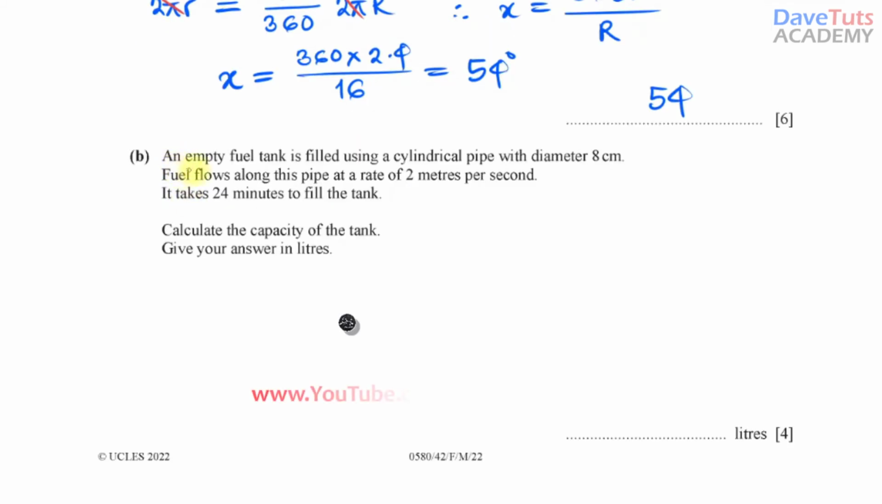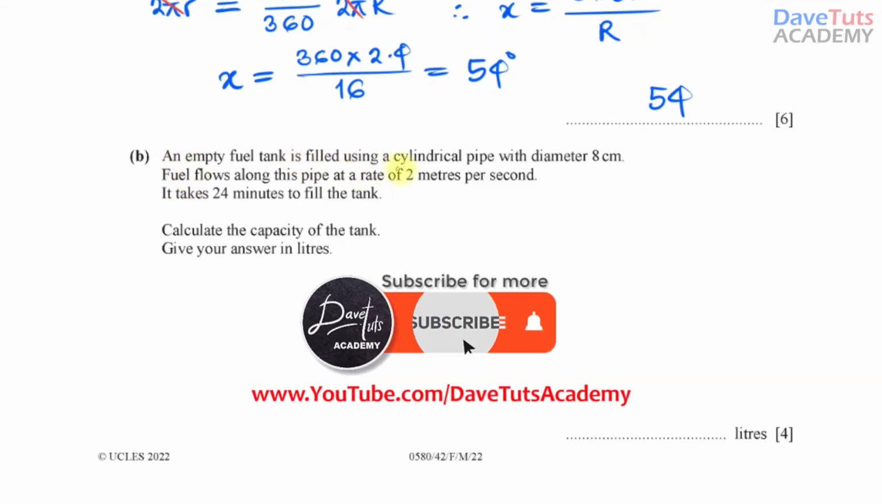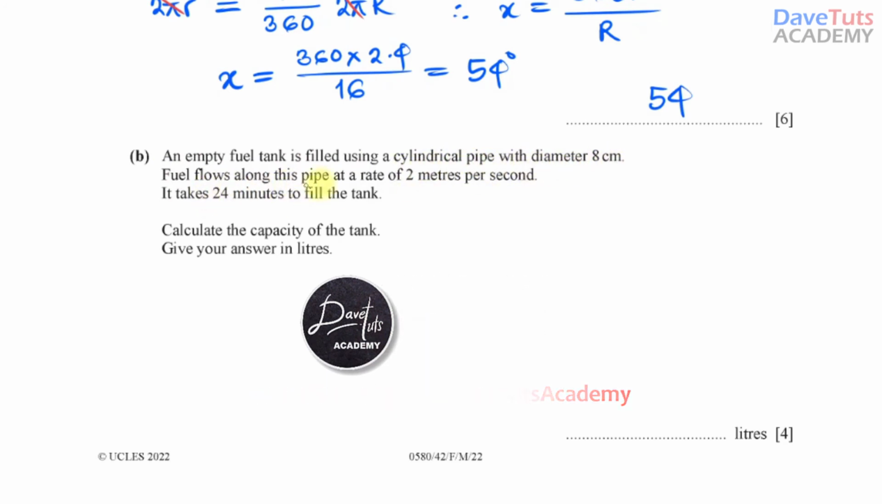For this question, we're told that an empty fuel tank is filled using a cylindrical pipe with diameter 8 centimeters. Now, fuel flows along this pipe at the rate of 2 meters per second. Okay, so we should know that there is a difference in unit. Initially, we have diameter 8 centimeters, but now we're given the flow rate at 2 meters per second. Now it takes 24 minutes to fill the tank. We have to calculate the capacity of the tank, and then we have to give our answer in liters.